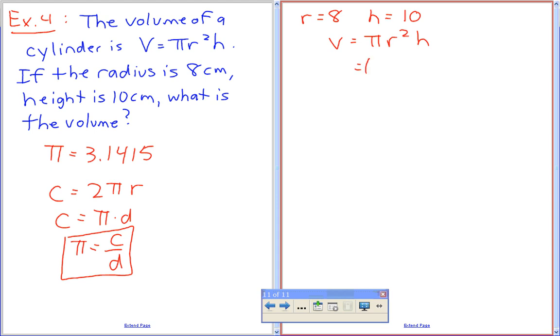I'm going to write pi as 3.1415. Please note it is not exactly that number. If your calculator has more decimals, please do so. Then you're going to type in 8 squared times 10. What I would like you to do right now is to get your calculator out and you type all that in. If you have a real pi number, actually type it in your calculator and do it.